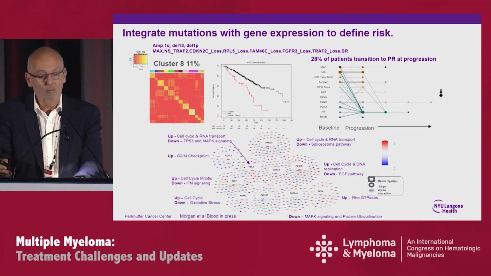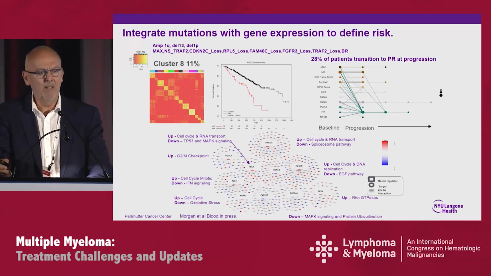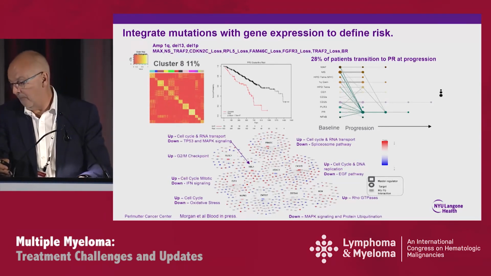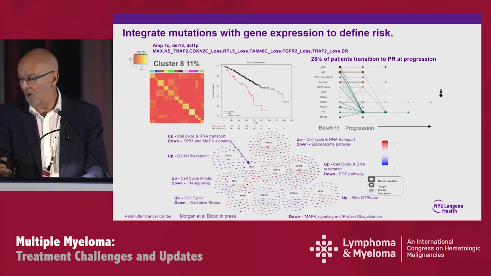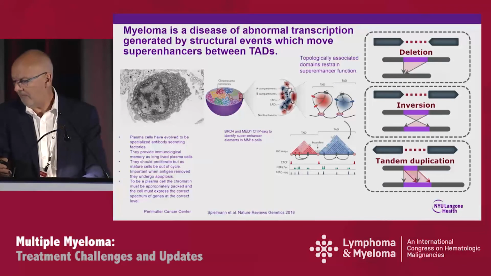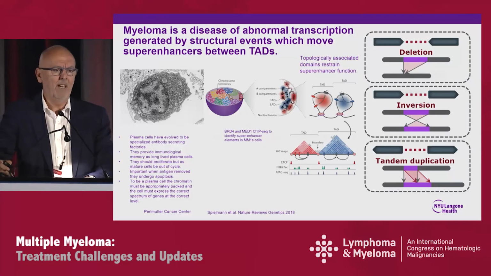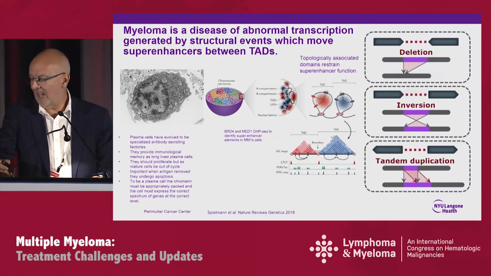Are there other risk groups? Well, yeah, you can come at this using gene expression, integrating mutations with expression, and again, that can be helpful, but we still have a way to go in this area. The other main group of translocations is shifting back to structural events.